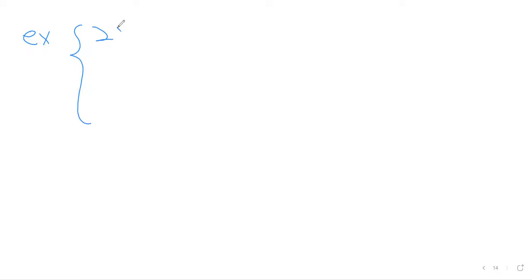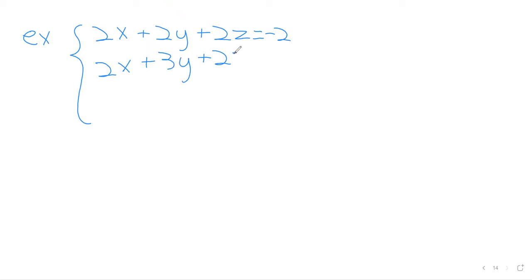But let's look at 2x plus 2y plus 2z equals negative 2, 2x plus 3y plus 2z equals 4, x plus y plus z equals negative 1.